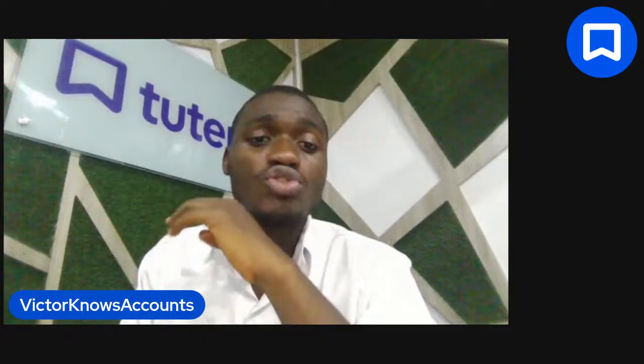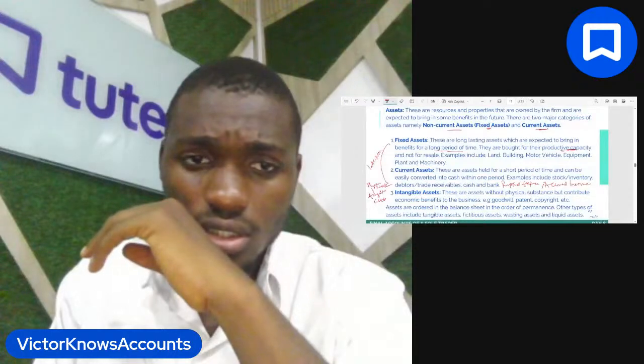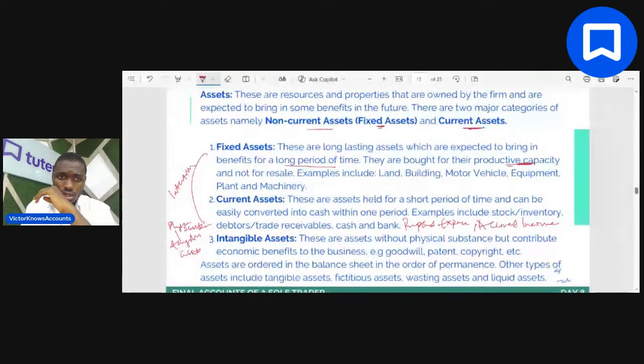Sorry, assets that cannot be seen. So the assets that cannot be seen, do you understand that? Those are intangible assets. You cannot see them, you cannot touch them, but they still bring economic benefit into the business.